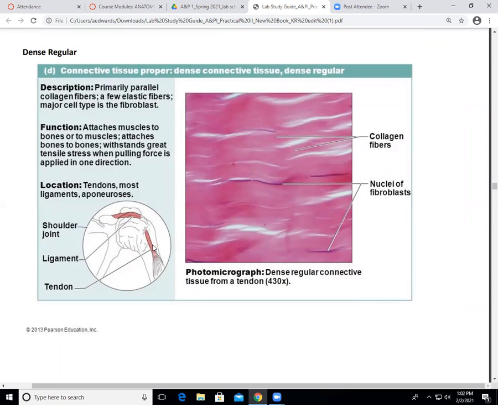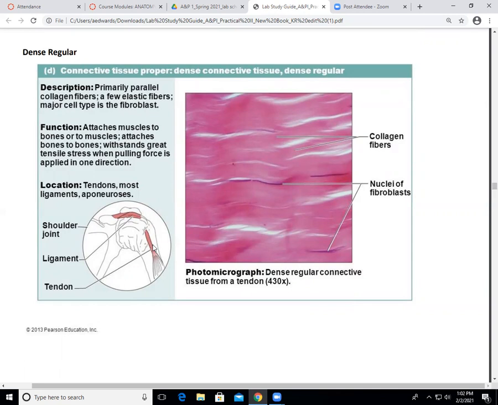All right. So anybody know what loose means or what dense means? What does it mean to be dense? It's not loose, right? So loose is spread out. Dense is packed tightly. Can you see that these fibers are packed closer together than they were on the other ones? So this is dense connective tissue. Now, you have kind of a wavy regular pattern. Okay, so this is dense regular connective tissue.